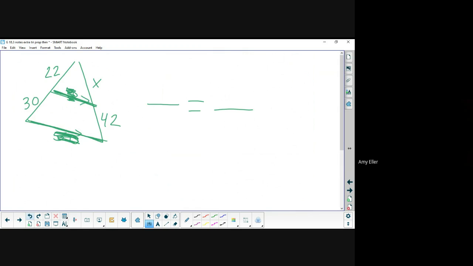Kennedy, pick which one you want to start with. 22. She can go from 22 right to 30. She doesn't have to add those up in the shortcut. What does she have? What do we have to pick next? X. Go in the same order. So we're doing top to bottom. So we got to go back to top, then to the bottom. Nice, easy shortcut. Cross multiply, and you'll have your answer for x.